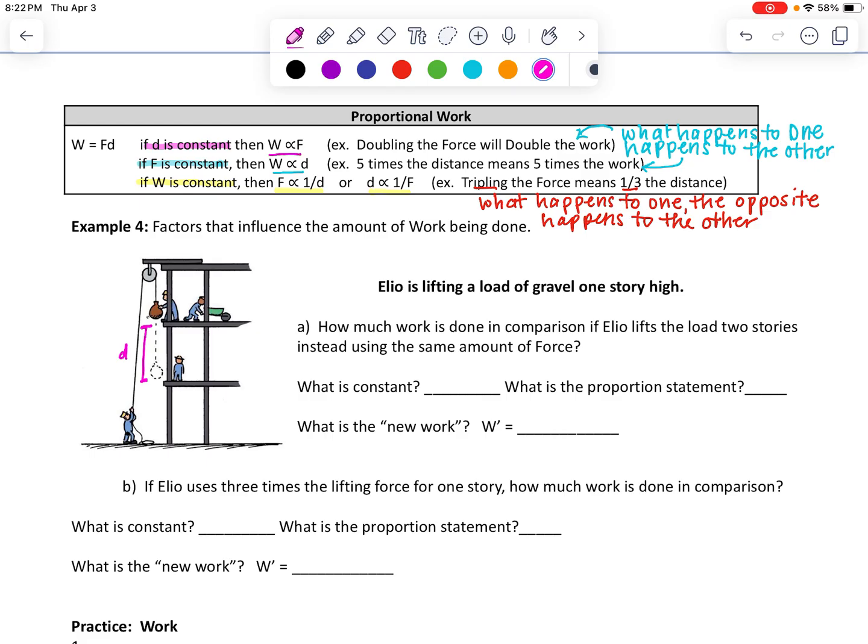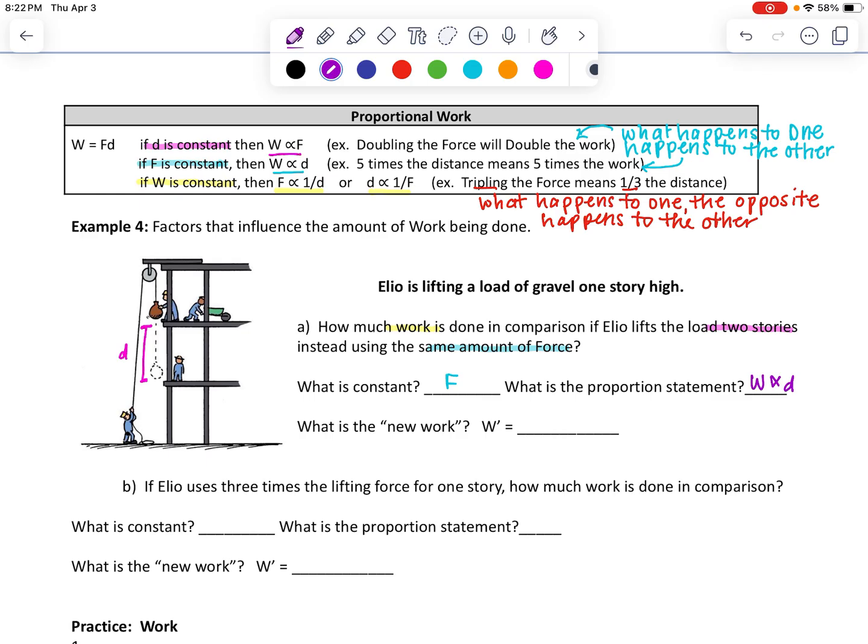How much work is done? So we're asking how much work is done if Elio lifts the load 2 stories. Now we have a different distance, but notice the force is the same. So what's constant? The force is constant. So F is constant. What's the proportion statement? We know the proportion statement is W is proportional to D. That is the second statement from that little box up there.